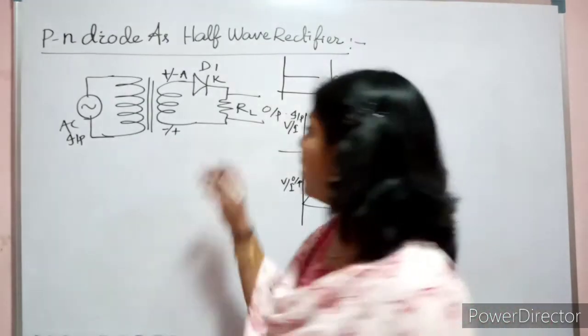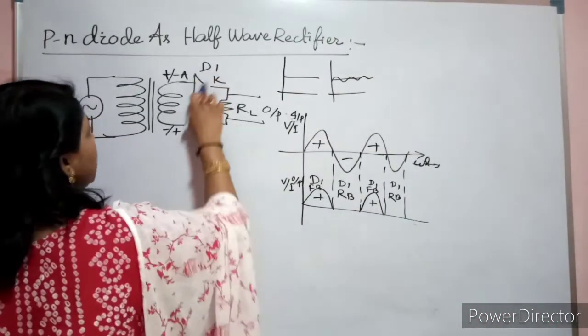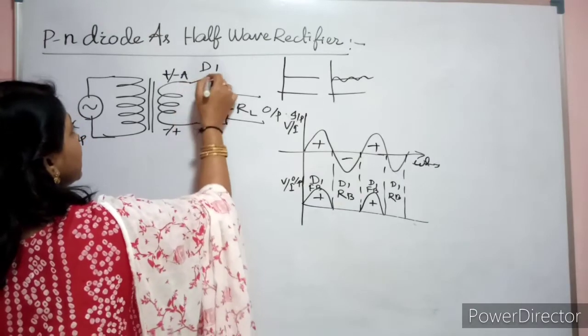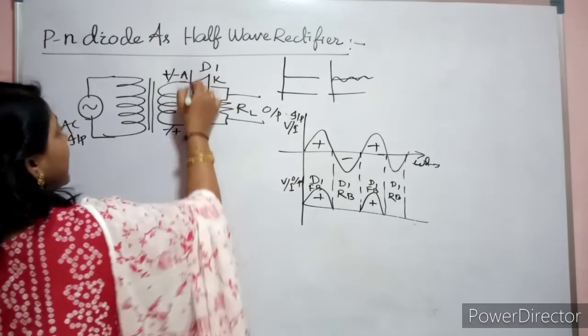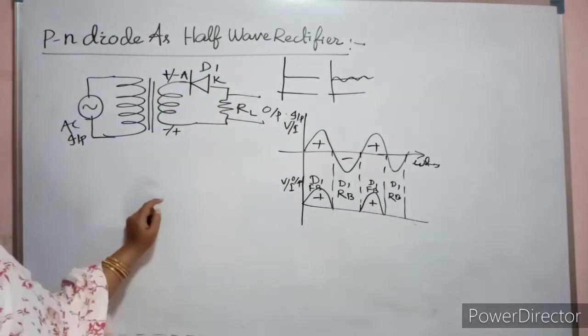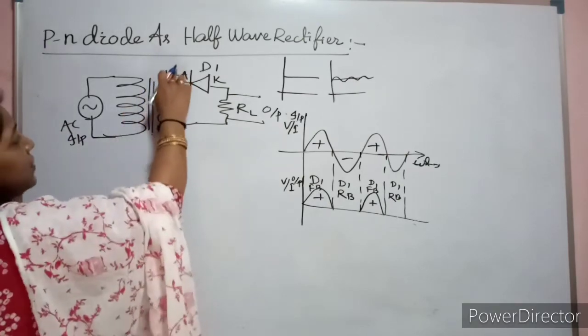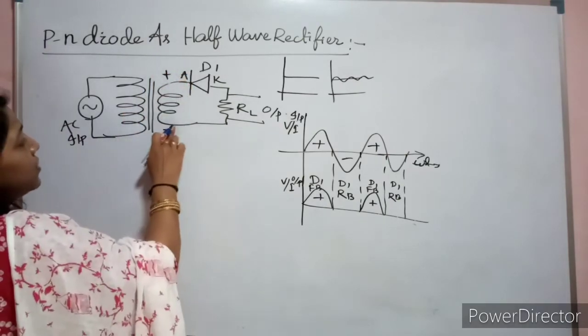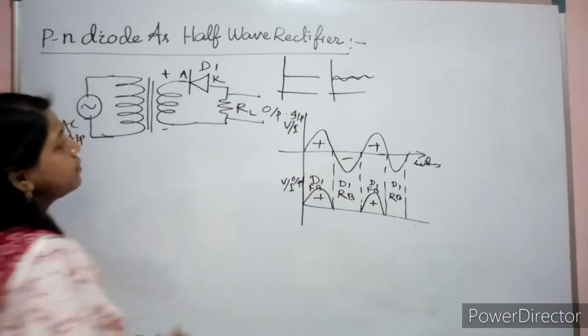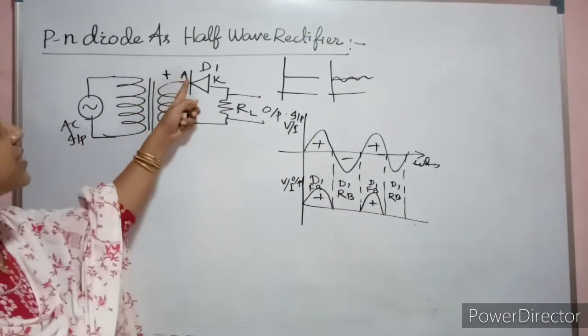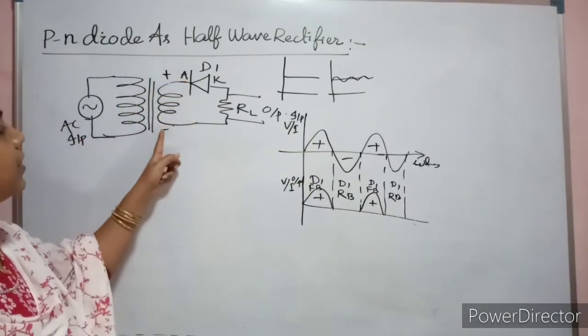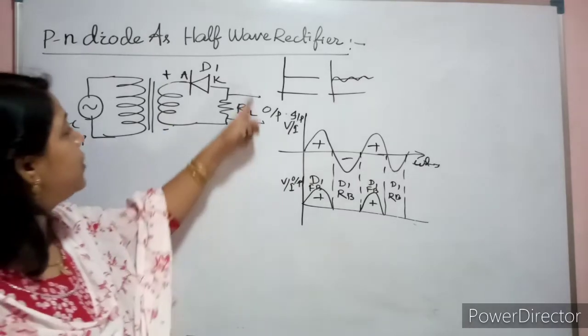How is it? Just imagine I change the polarity of this diode. Instead of this, I connect it like this. Now what will be my output? For the positive half cycle, the first half cycle of the AC input, what will happen? Your positive is given to the anode and your negative is given to the cathode.